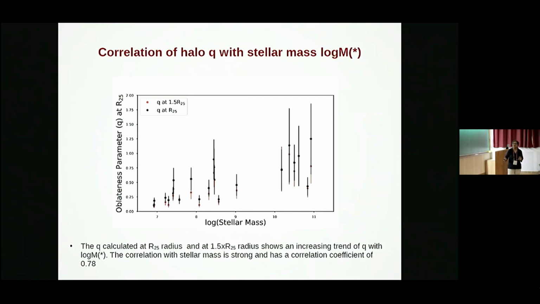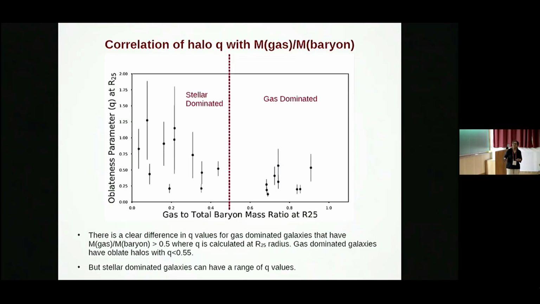And this is a loose correlation, and there's a little bit of a gap here. So we need more galaxies. But there is definitely a trend that the galaxies appear to become more prolate, or even spherical, as they become more massive.